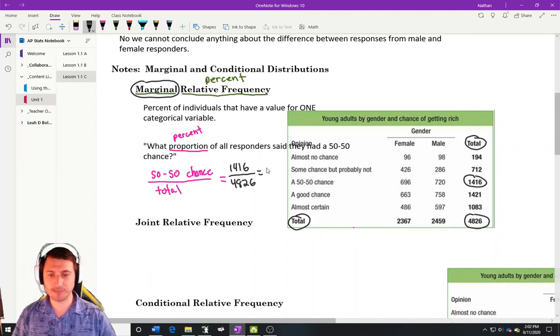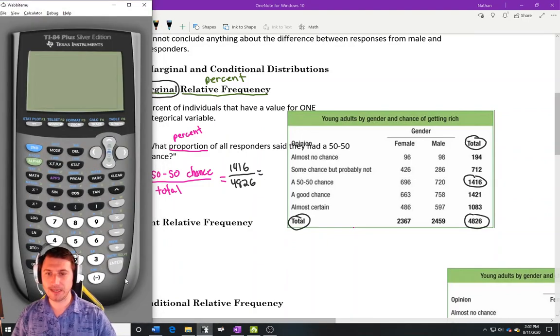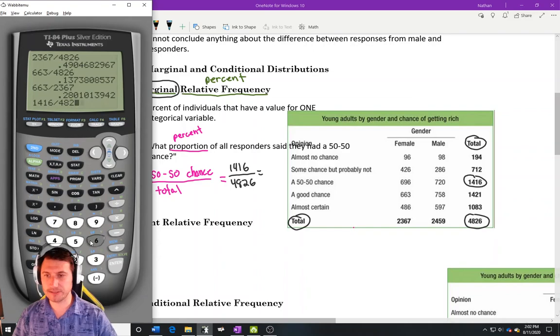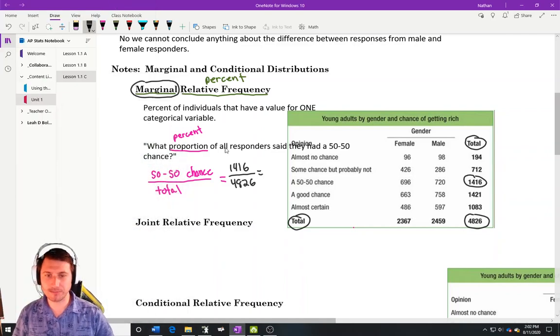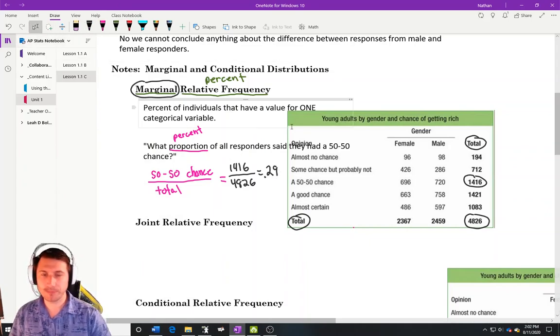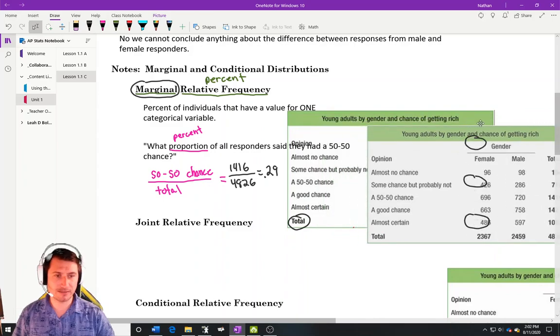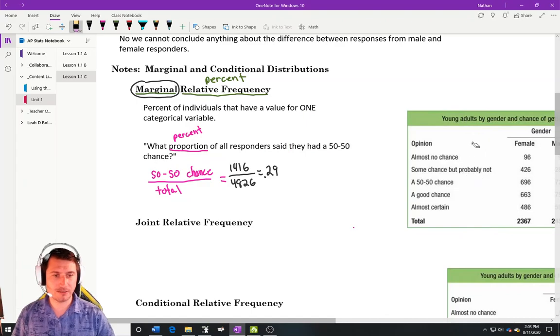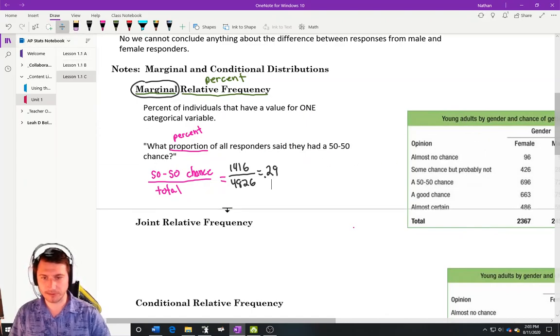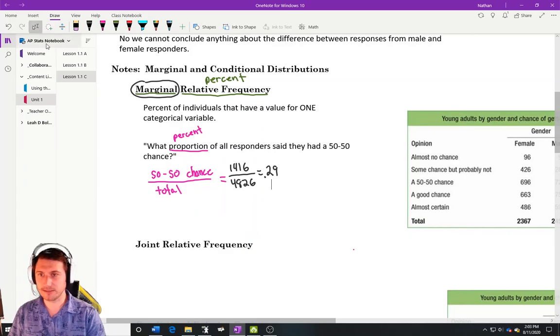We use numbers on the margins, the totals, to find this. So now we simply just have to plug that into a calculator and see what we get. So we got 1416 divided by 4,826. Hit enter, and we get 0.29. It's not rounding up, so we'll keep it at 0.29. Now we have a number. Whenever you have a number in statistics, you have to tell me what that number means in context of the problem. All right, so we have to write a sentence.